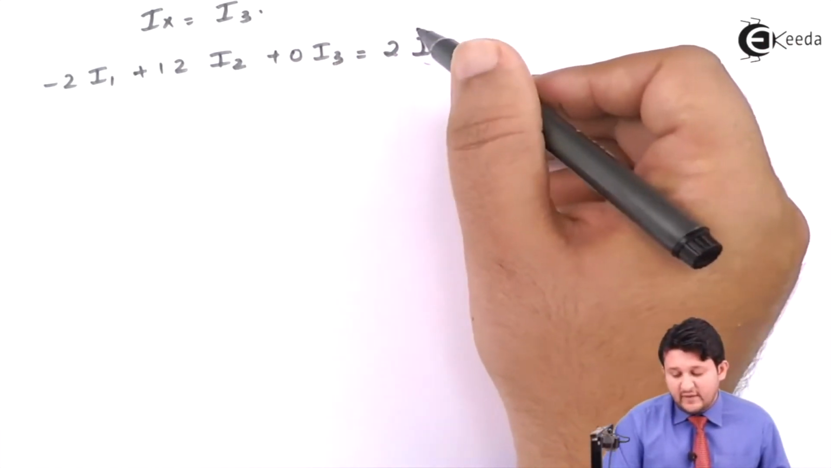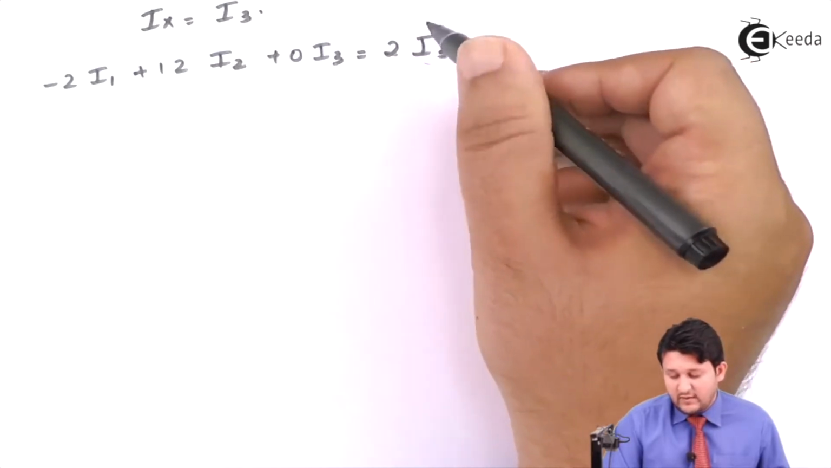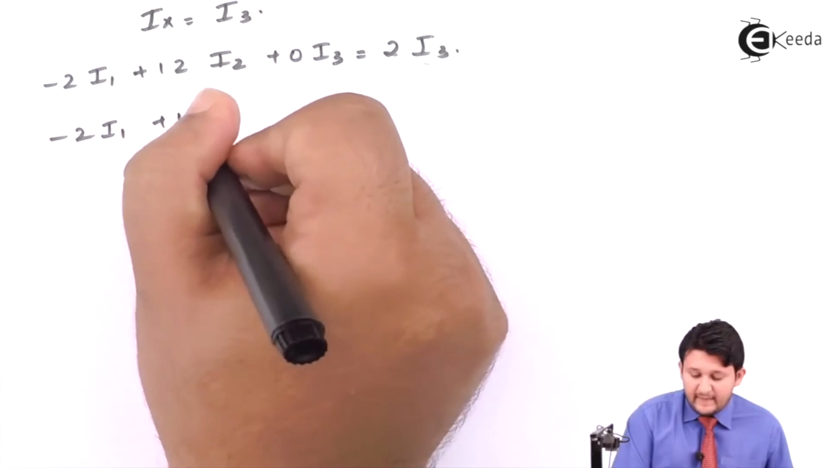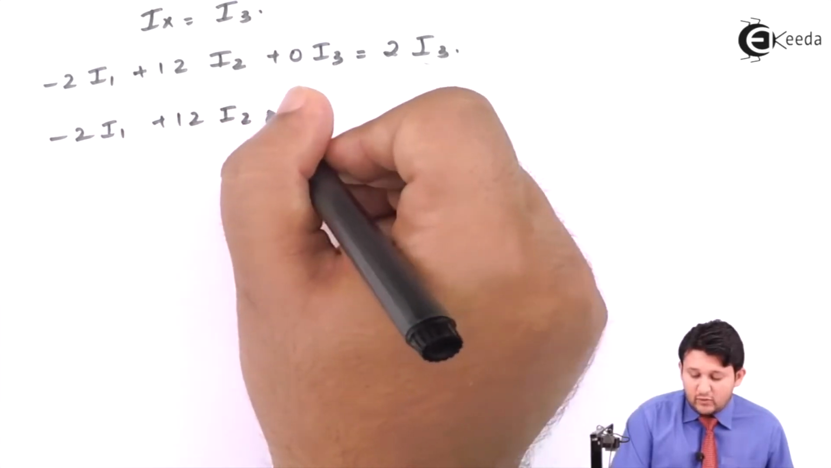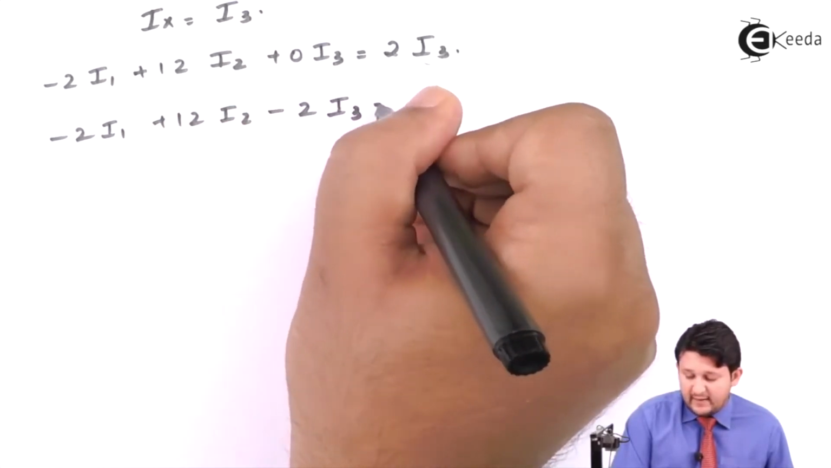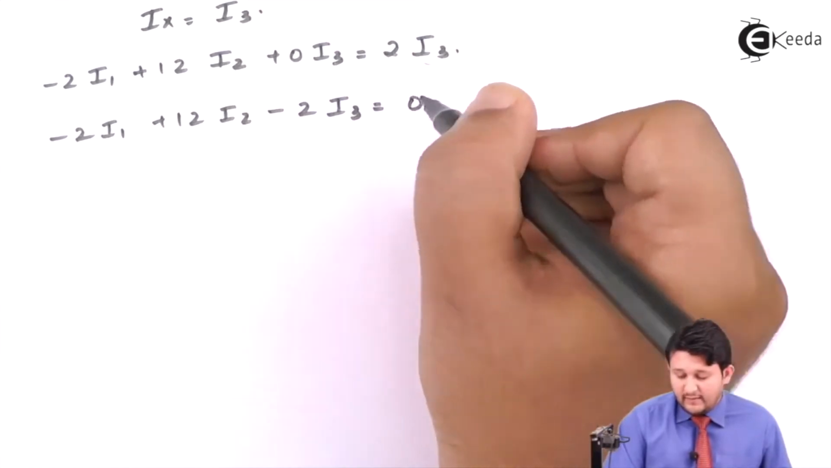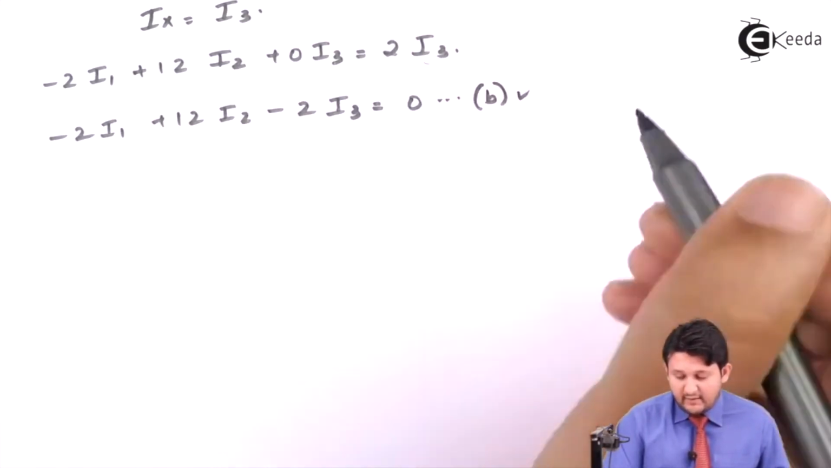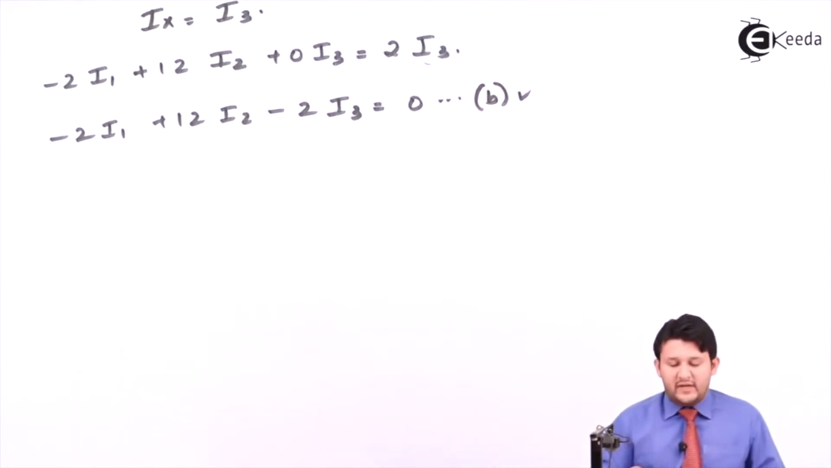Instead of ix, you have I3 substituted with respect to I. Shift over here, so you'll get minus 2 I1 plus 12 I2 minus 2 I3 equal to 0. So that will be your equation number 2. Three unknowns, 3 equations. Let's wait for the third.